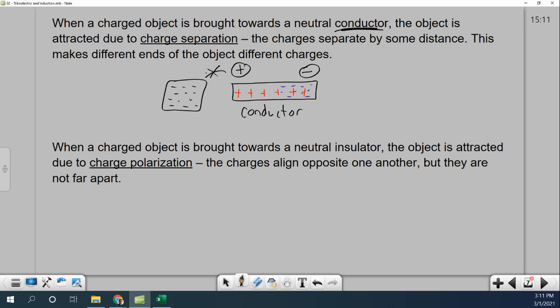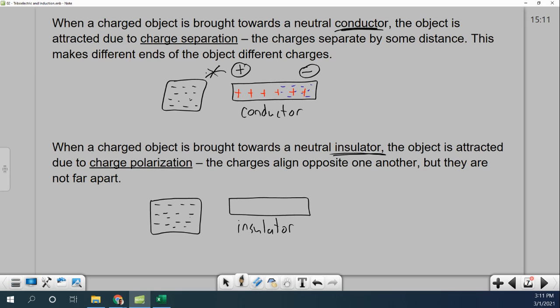Now, what about a neutral insulator? Well, this object's still attracted, but it's called charge polarization. Let's use the same thing. We'll do it negatively charged. You can do it with positive charges as well. You just get the opposite kind of effect here. So this is now my insulator.